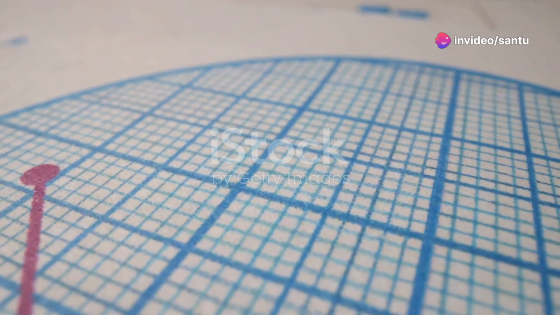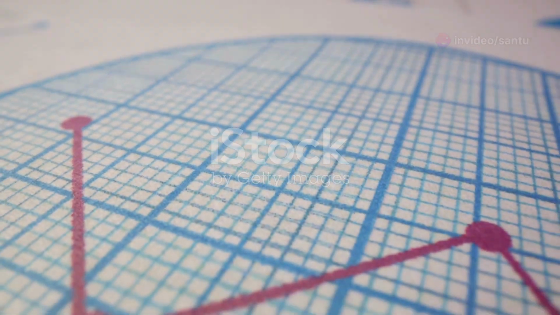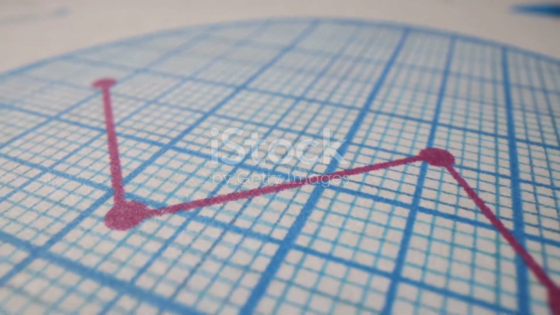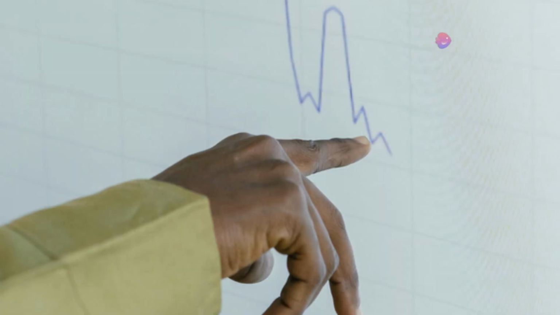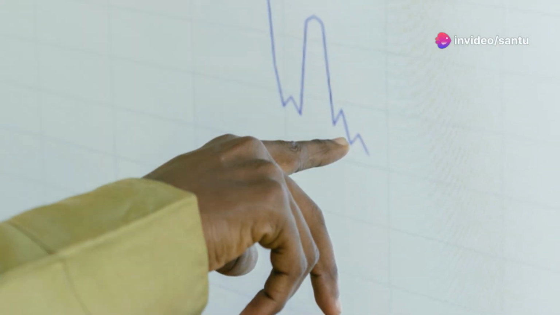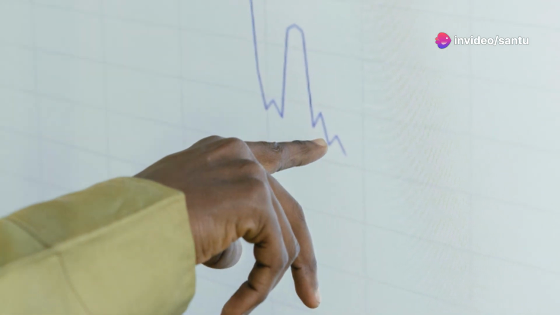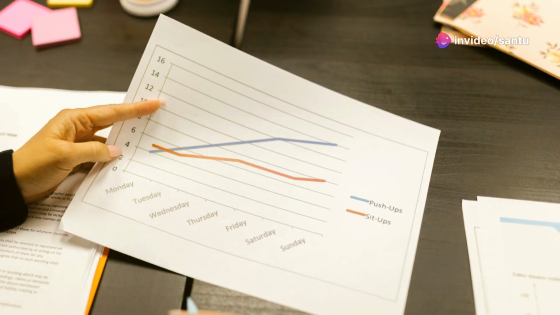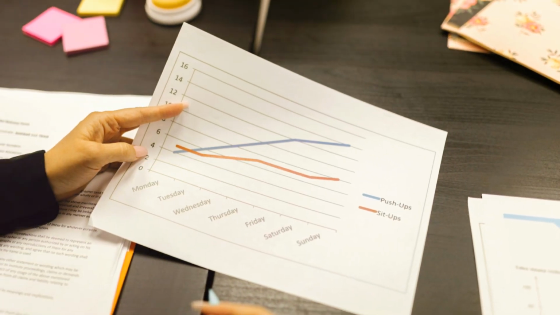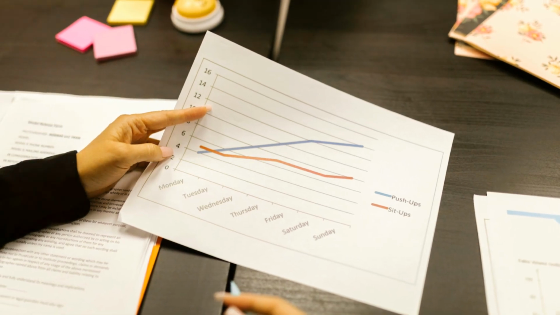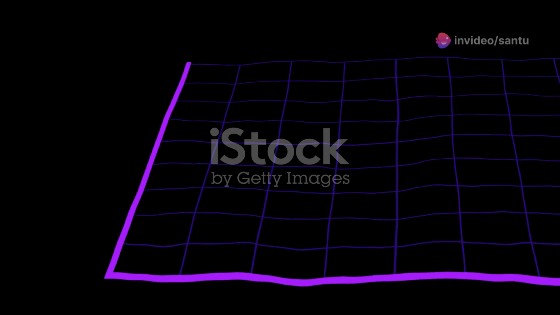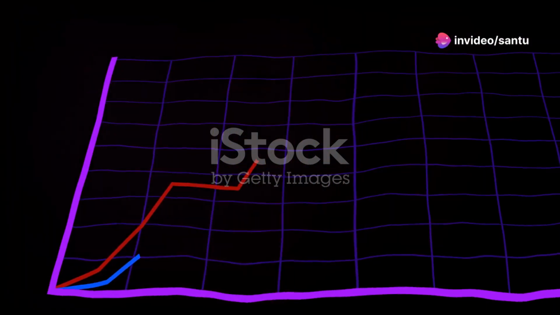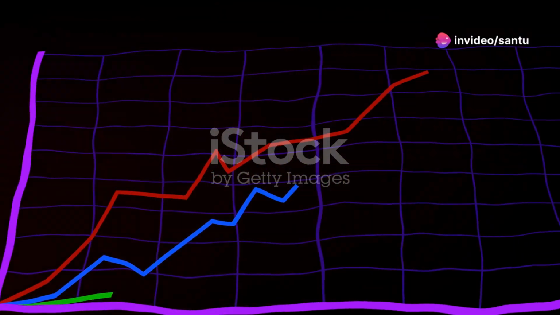Pearson's coefficient of correlation, often denoted by the letter r, is a statistical measure that quantifies the strength and direction of the linear relationship between two variables. It ranges from -1 to +1, where -1 indicates a perfect negative correlation, +1 indicates a perfect positive correlation, and 0 indicates no correlation.